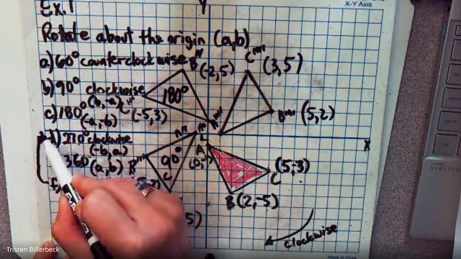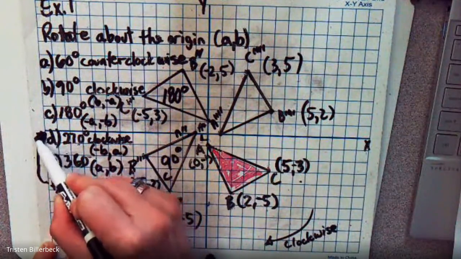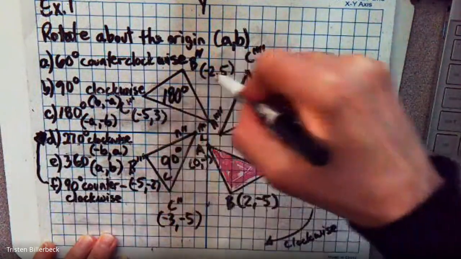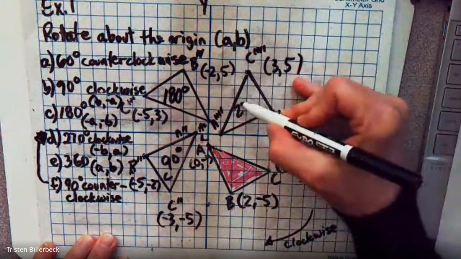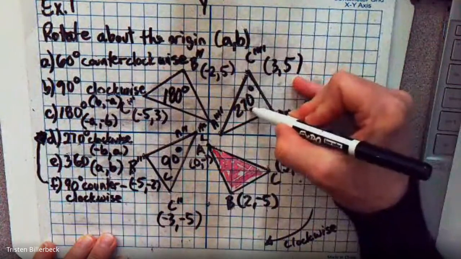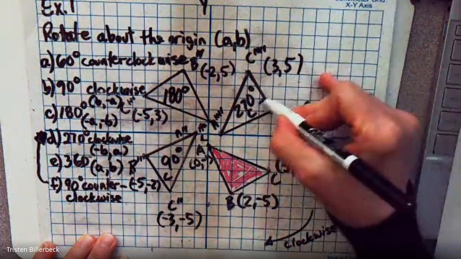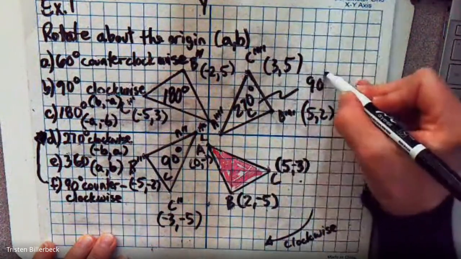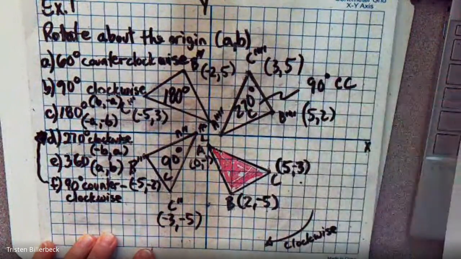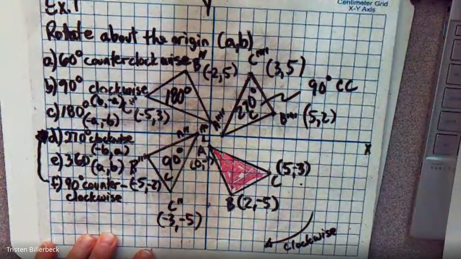Okay, so I was just messing with you. So 270 is around here. So this is 270 degrees clockwise, or 90 degrees counterclockwise.